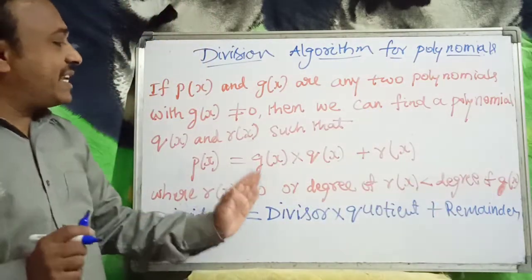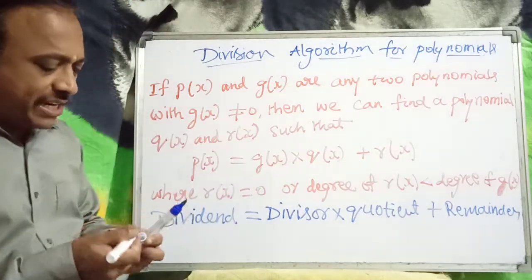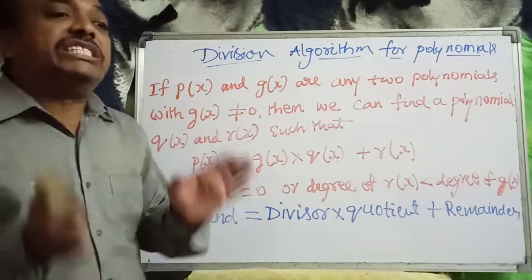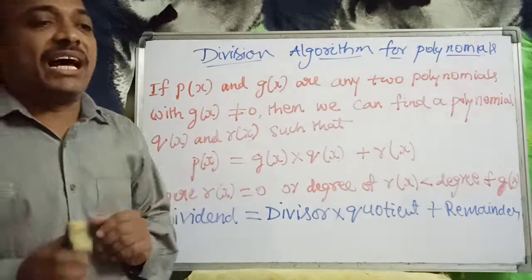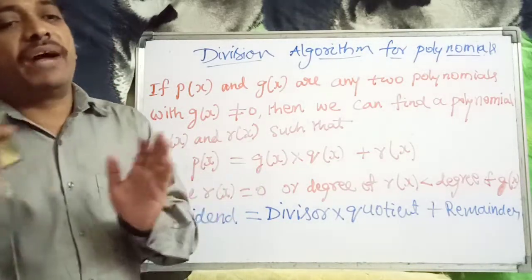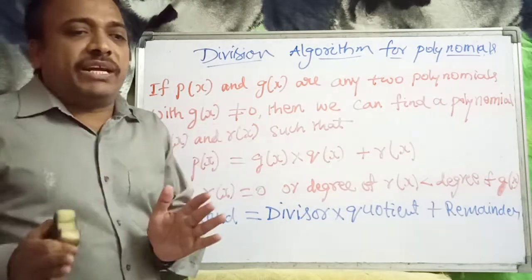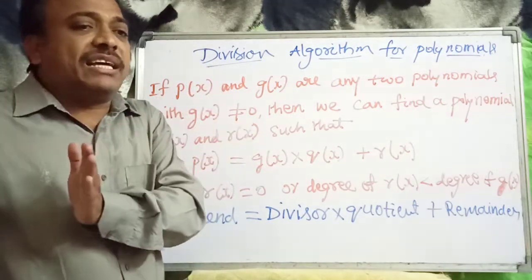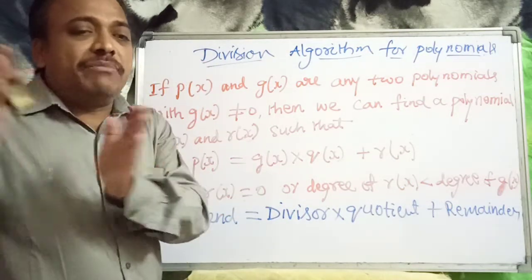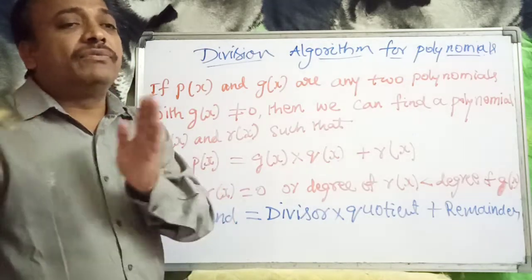Now, divisor into quotient plus remainder. If the remainder becomes 0, then g of x will be a factor of p of x. So when we say it is a factor, that definitely means the divisor must be a factor of the dividend. If the remainder is 0, then the divisor must be a factor of the dividend.